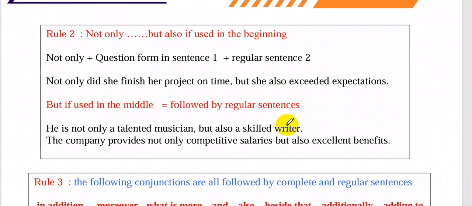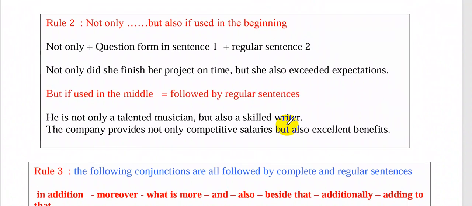Rule number 2. This is really important. How to use not only properly. Not only is always correlated with but also, connected with but also. So whenever you use not only in a sentence, it means in the next part of the sentence you should use but also. And for not only but also, we have 2 rules.